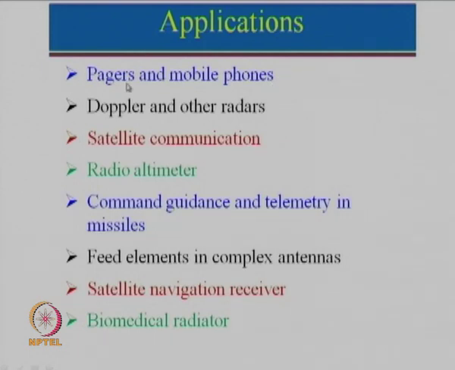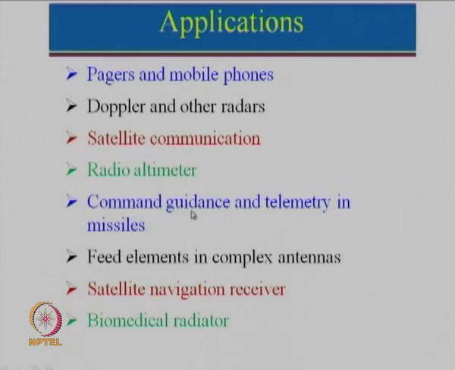So, pagers used to have microstrip antennas. Doppler radars and others also use microstrip antennas. Satellites are major users of microstrip antennas because of their light weight and low volume. A radio altimeter is typically used for an aeroplane, when the airplane is flying and it would like to know its height. Microstrip antennas are fantastic because of their light weight and low volume. They can be flushed with the body of the plane. These are being used in missiles also.